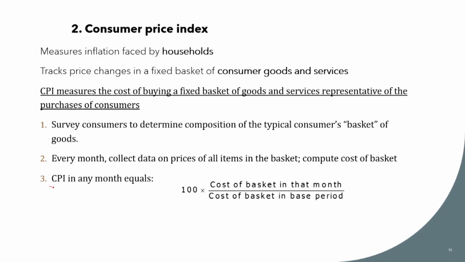Then we calculate the CPI, Consumer Price Index, in any month. This is equal to the cost of the basket in that month. For example, suppose December 2025 is the month whose basket cost we calculate. Then we calculate the cost of the same basket in the base year, for example January 2025. Then we multiply it by 100. The value we get is the CPI.